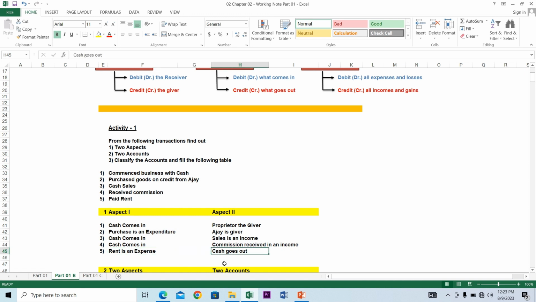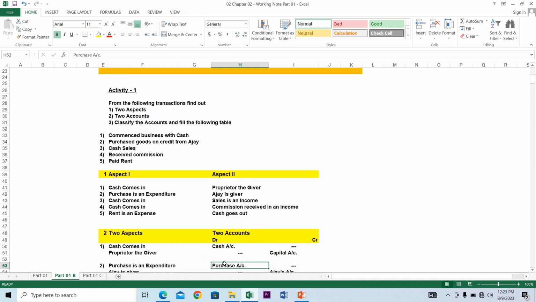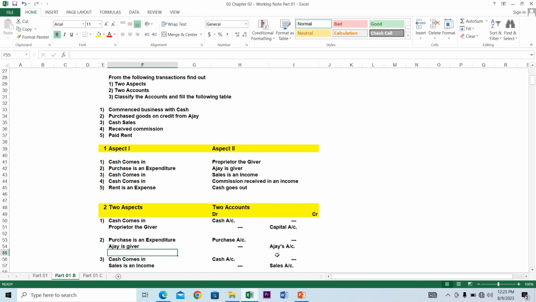Now these are the things. This is very simple, you just have to focus on this so that you will be able to understand better. Now the second step is two aspects and two accounts. What are the two aspects? Cash comes in and proprietor is the giver. Two accounts: cash account and capital account. Second, purchase is an expenditure and Ajay is the giver. So purchase account and Ajay's account.